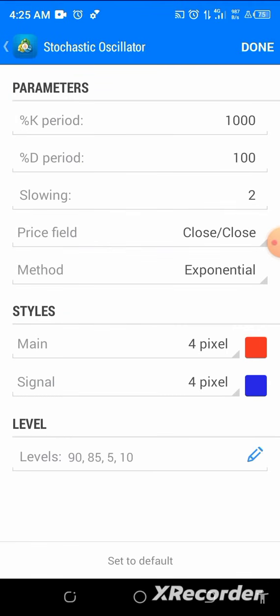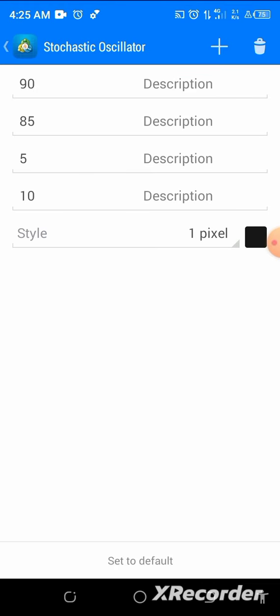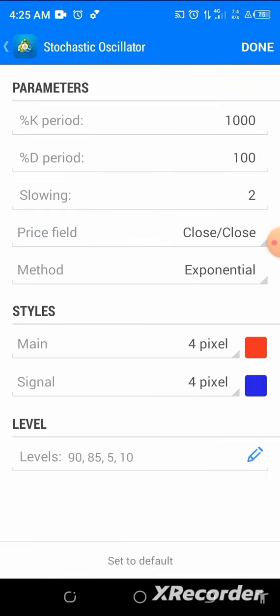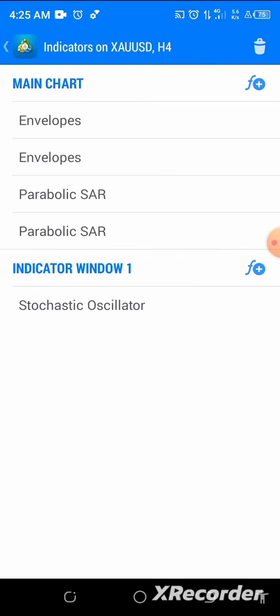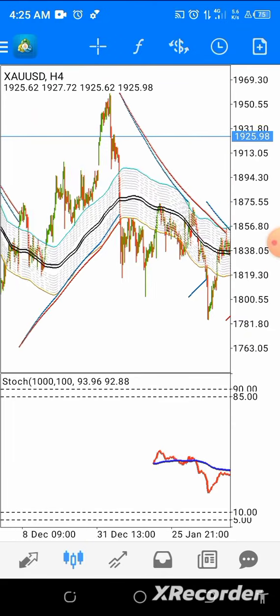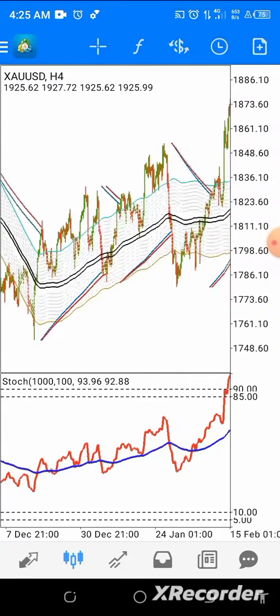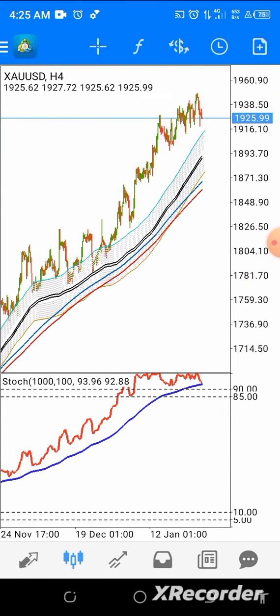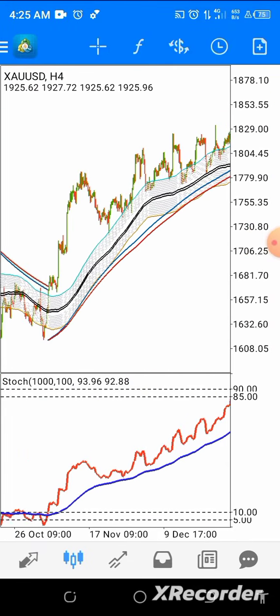Stochastic oscillator, K percent is 1000, D percent is 100, slowing is 2, price field is close/close. Method is exponential. Then levels 90, 85, 5 and 10. You click done. Guys, this is how your chart will look like.